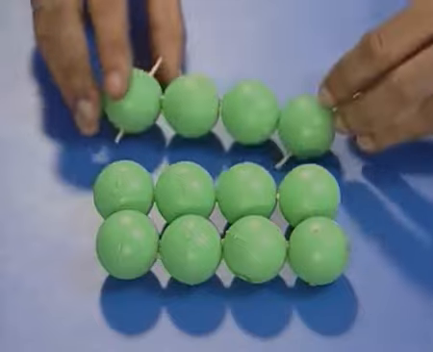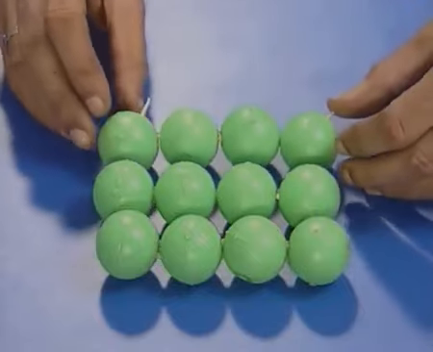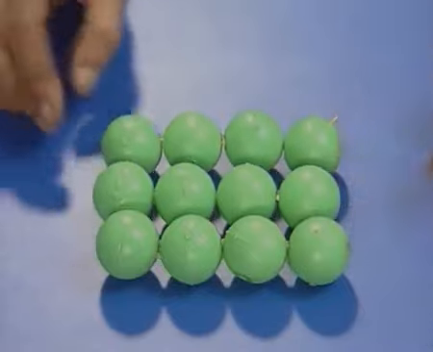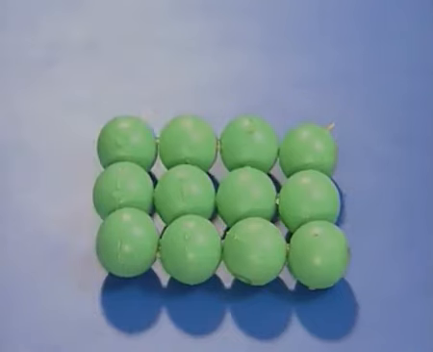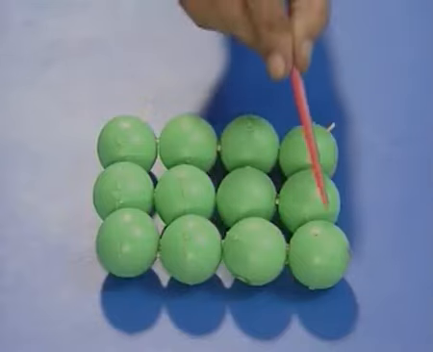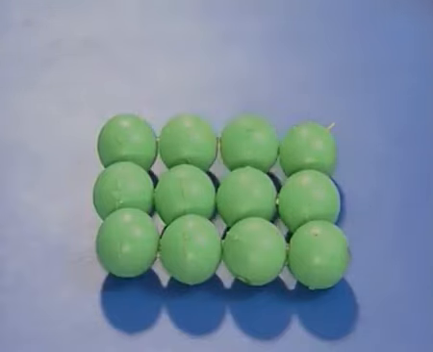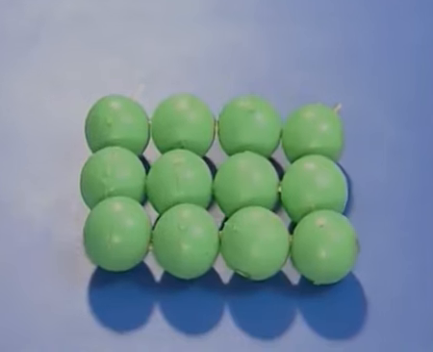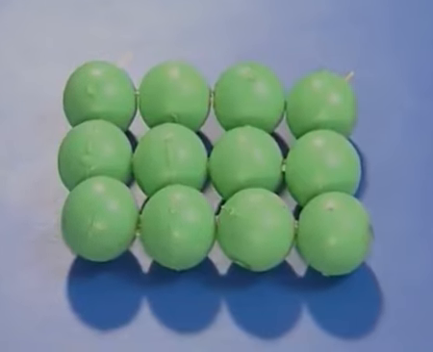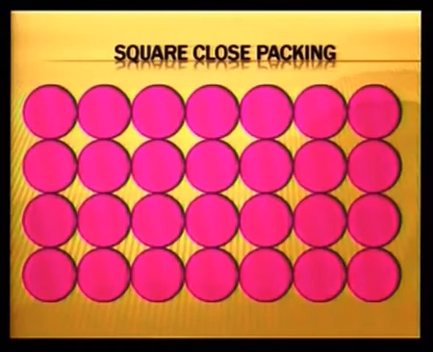Similarly, we can place a third row in similar fashion, and again you can see that these particles align with each other. This is one possible arrangement. In this arrangement, you can see there is a lot of free space available. It is not a very efficient kind of packing. This packing is called square close packing.